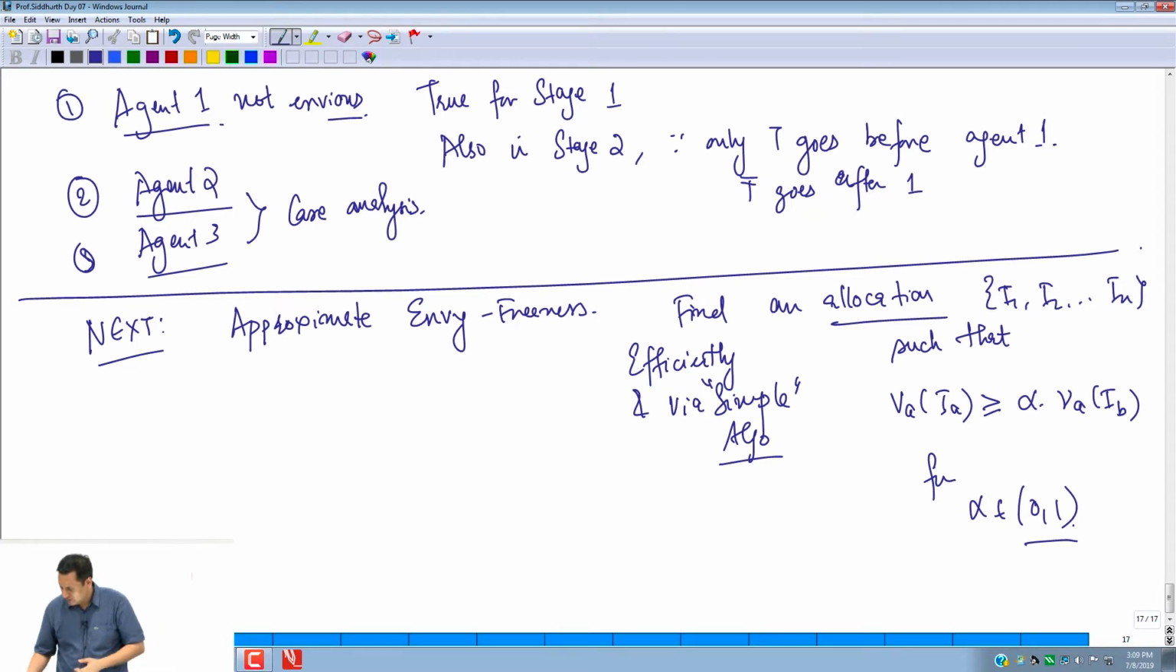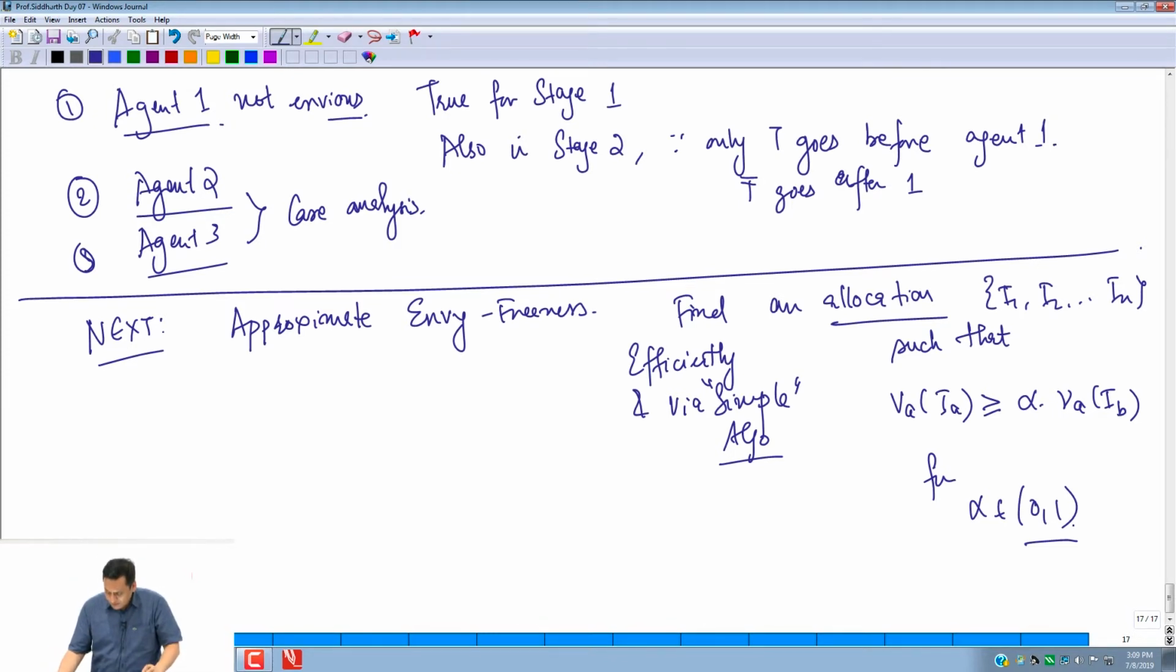Again, what's the trivial case in this range? Alpha equal to 0. It's saying I'll give you something that's of value 0. If I set alpha as 0, even I can design a simple algorithm for it. I don't even have to make any queries in the Robertson-Webb model. Here you go, you get an empty set.